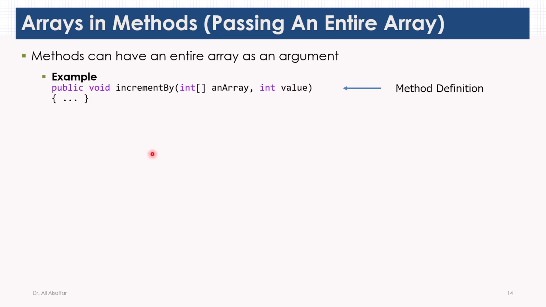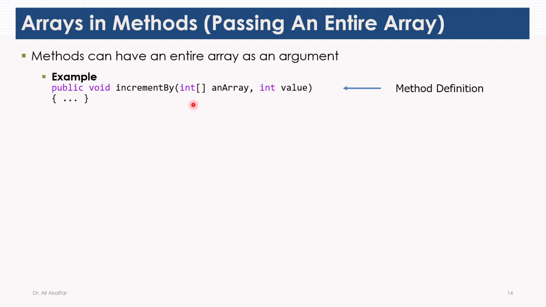Here is an example of a method that has two parameters. The first parameter, as you see, is an array. So how did we know that it is an array? Because the base type has square brackets. And the second parameter is a primitive data type, which is an integer. So this is the method definition. If you want to pass an entire array as an argument in a method, you simply declare it the same way you declare an array.